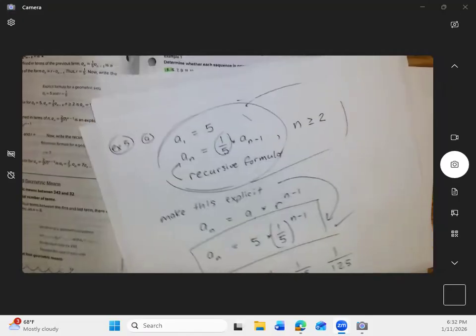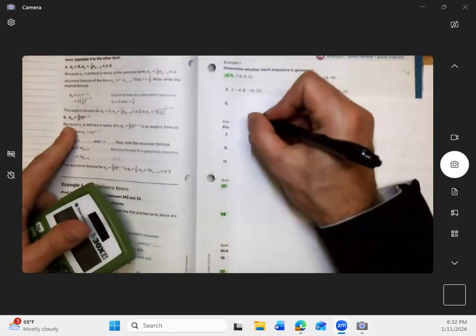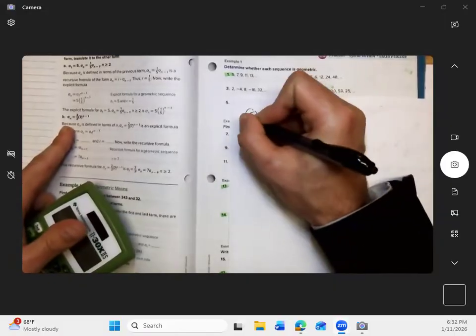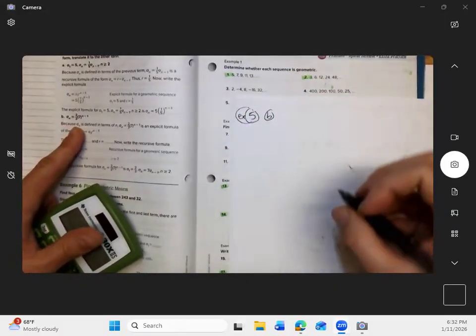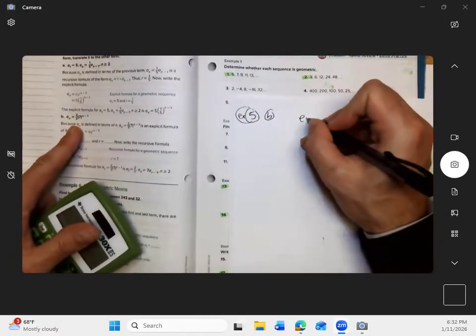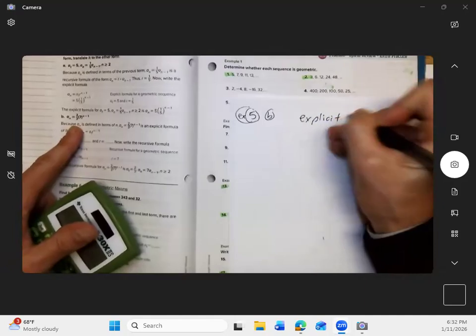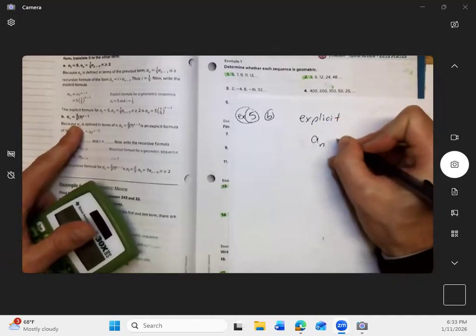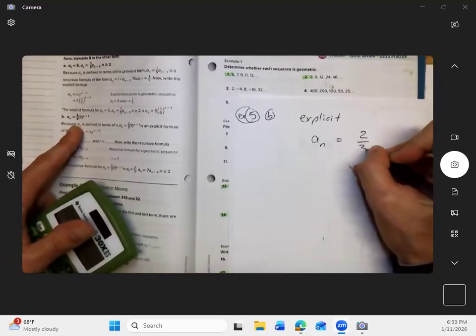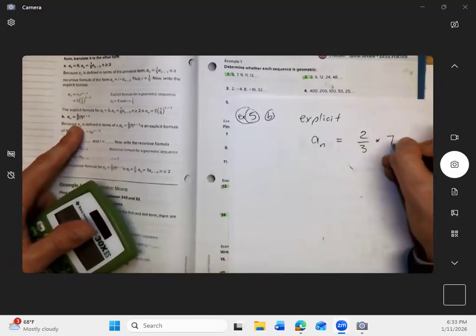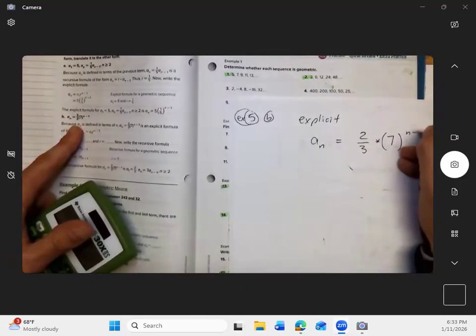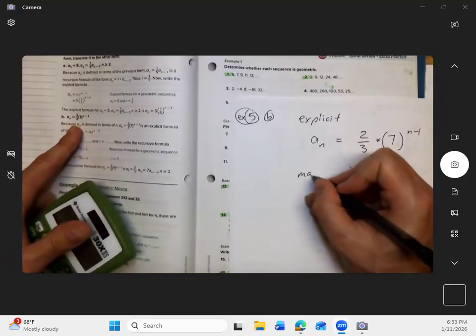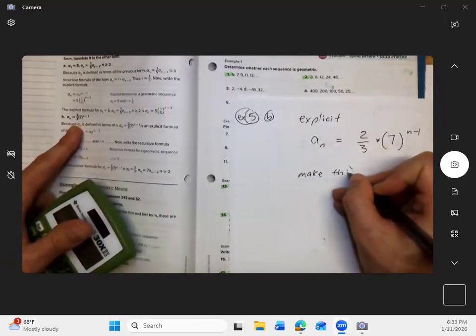All right, now example 5b, we're going to go the other way. We're going to take something that's explicit, which is the nth term equals 2/3 times 7 to the n minus 1. And we need to make this recursive.